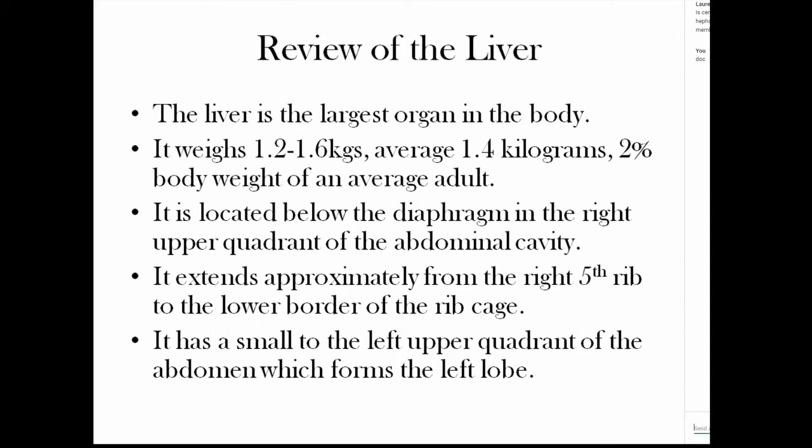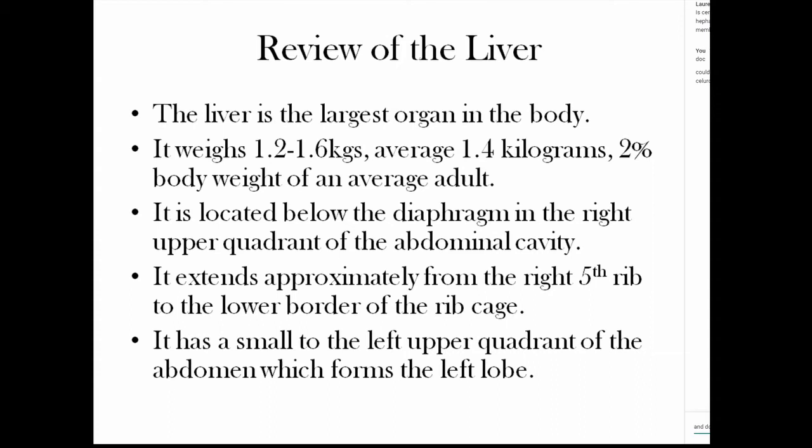Now, the liver is the largest organ in the body. It weighs between 1.2 and 1.6 kilograms, averaging 1.4 kilograms, and this is 2% of the weight of an average adult. It is located below the diaphragm in the right upper quadrant of the abdominal cavity. It extends approximately from the fifth rib down to the lower border of the rib cage. So actually, a majority of times people think the liver is intrathoracic, but it is in the upper abdomen, which is covered by the rib cage.